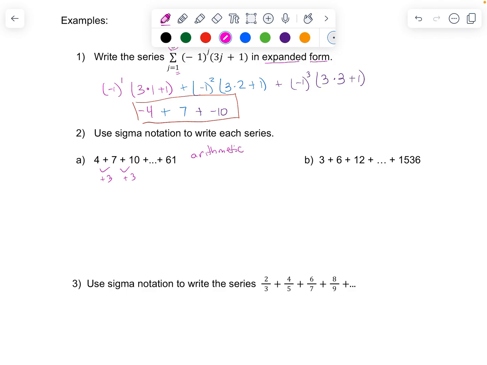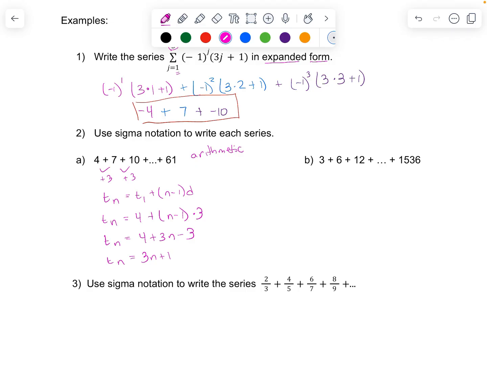So then I'm going back to my lesson 2 notes that we had done, and t sub n would be equal to t sub 1 plus n minus 1 times d. So t sub n would be equal to my first term, which is 4, plus n minus 1 times the difference, which is 3. So t sub n would be equal to 4 plus 3n minus 3. So t sub n is equal to 3n plus 1. So that's then the formula that I'm going to put into my summation notation.